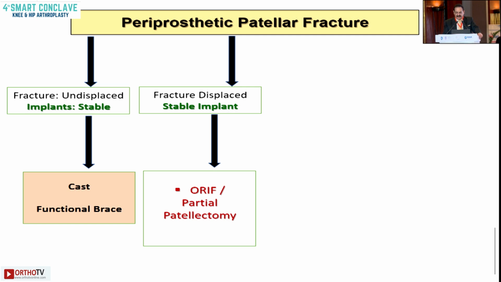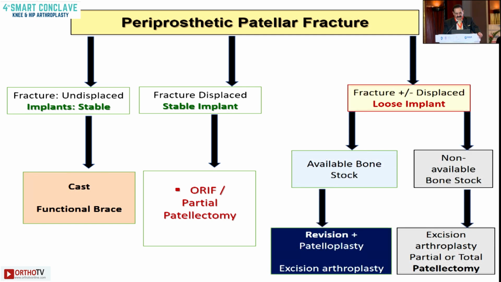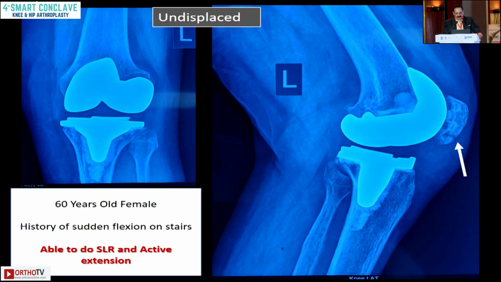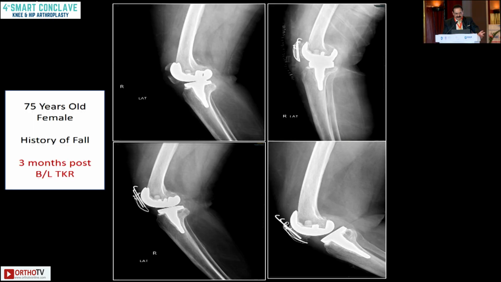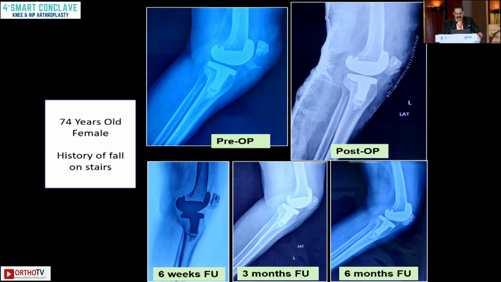But if the implant is loose, there are various options. You can do revision or patelloplasty or excision arthroplasty or total patelectomy. Sharing with you a few examples. This was undisplaced, treated conservatively, did well. Another patient who had an unresurfaced patella, tension band wiring was done, ultimately did well. And last example, where the distal fragment is very small, we used an anchor suture to suture the ligamentum patellae with it, and it did well at the end.